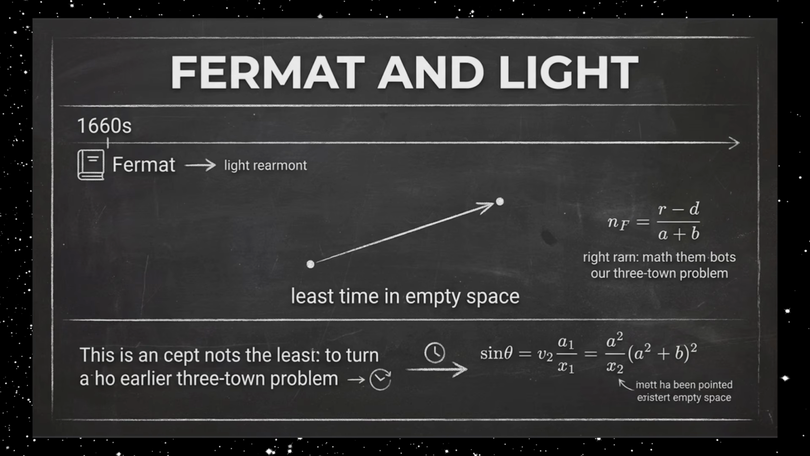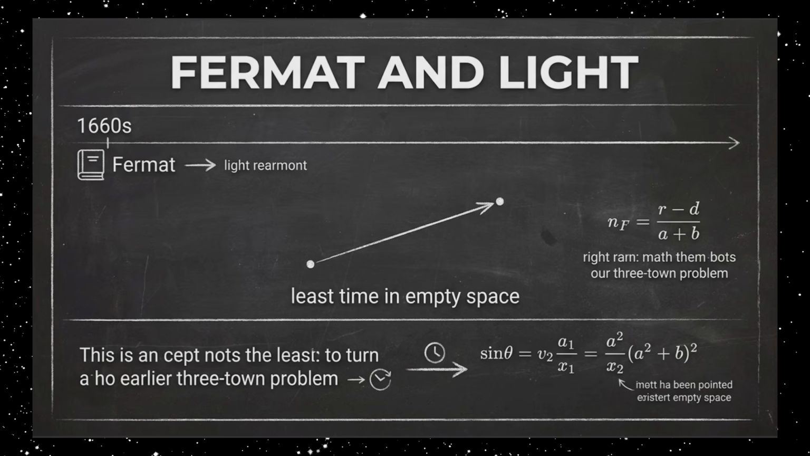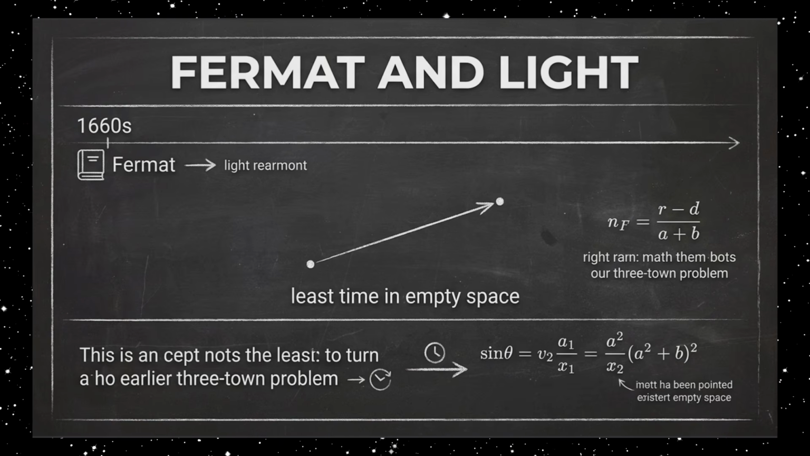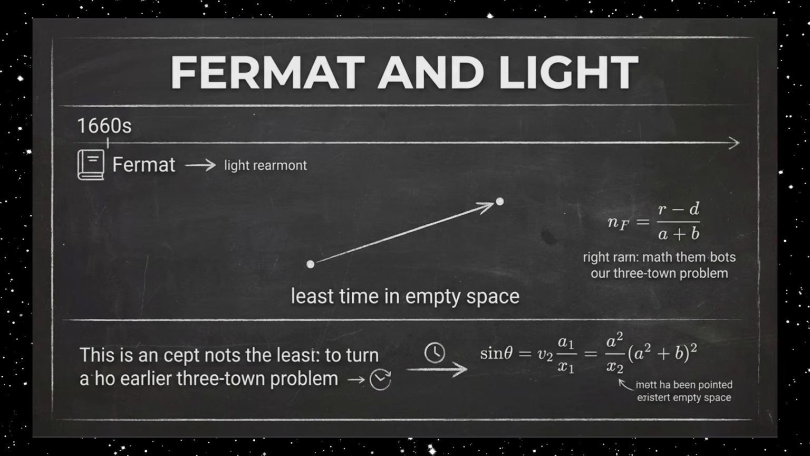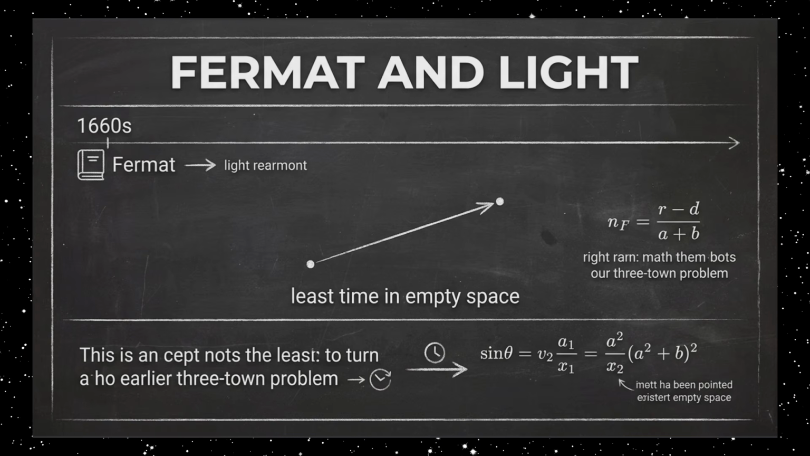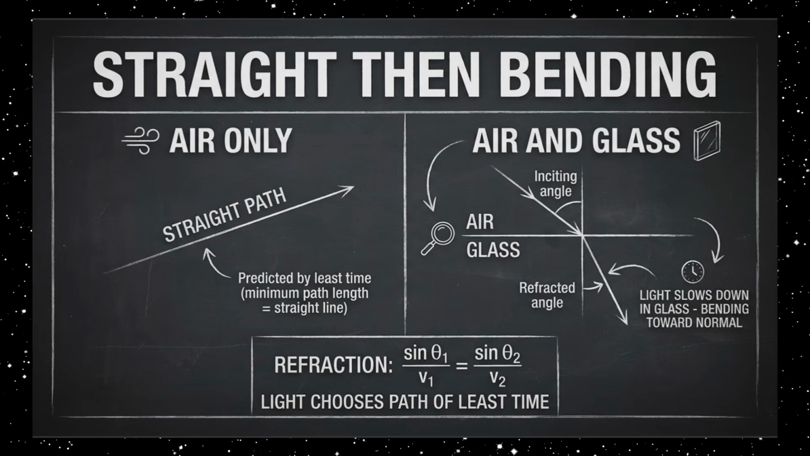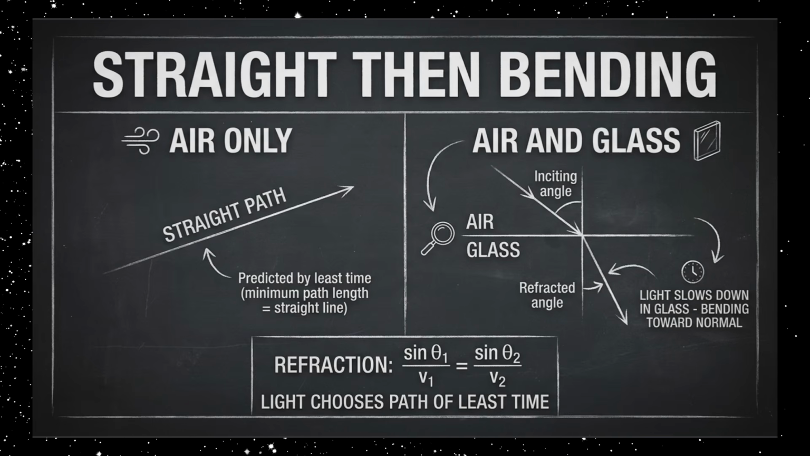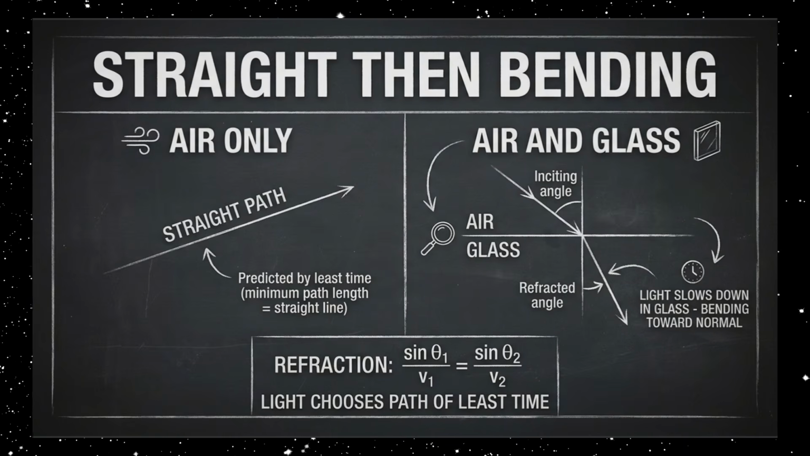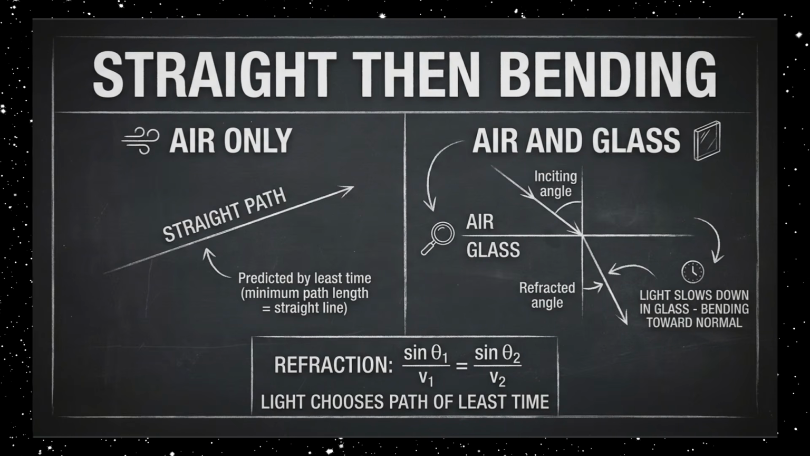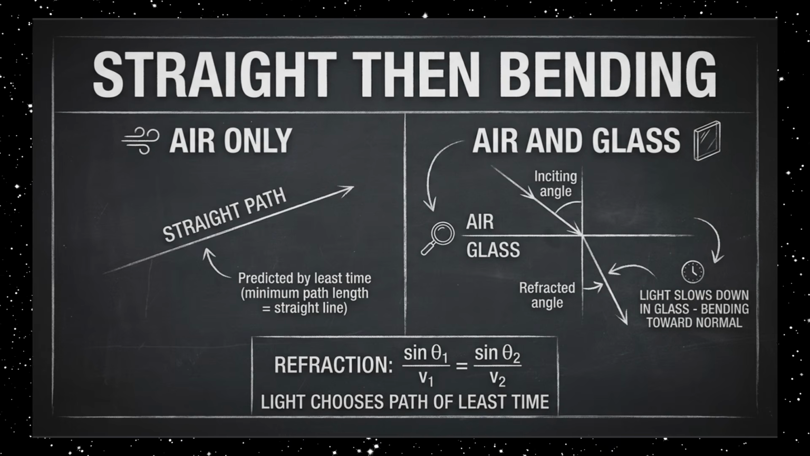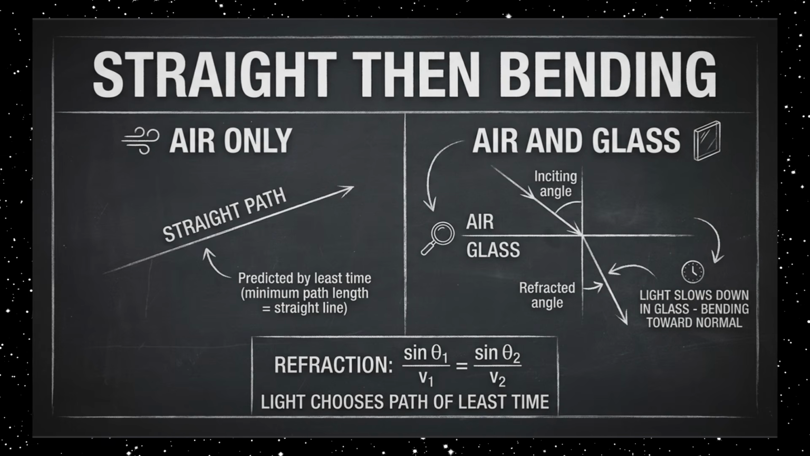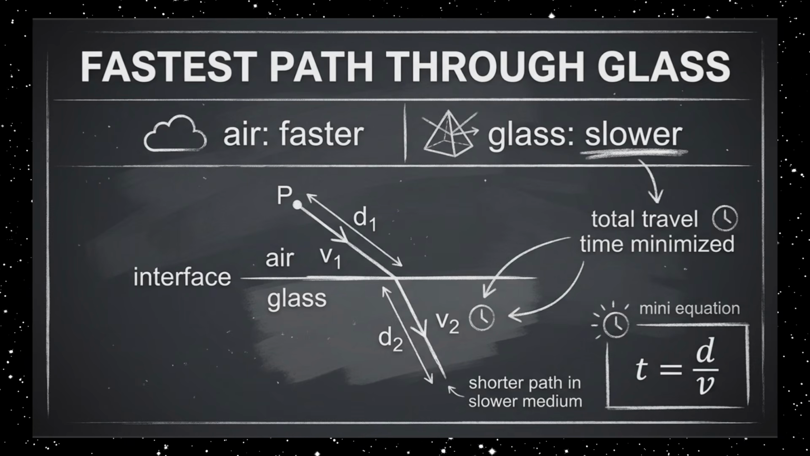The connection to light is particularly beautiful. In the 1660s, Fermat himself, the same Fermat who posed the three-town problem, proposed that light always travels the path that takes the least time. In empty space, this is a straight line, because the fastest path between 2 points in a uniform medium is a straight one. But when light passes from air into glass, it bends. It refracts. And the angle at which it bends is exactly the angle predicted by assuming it chose the path of least total travel time.